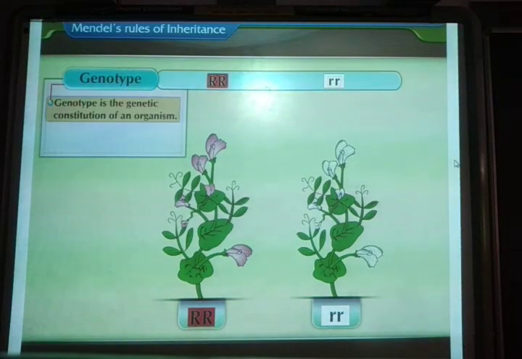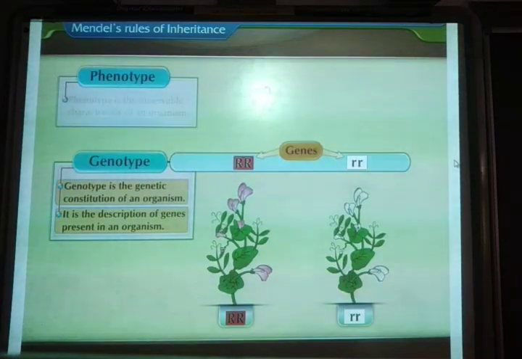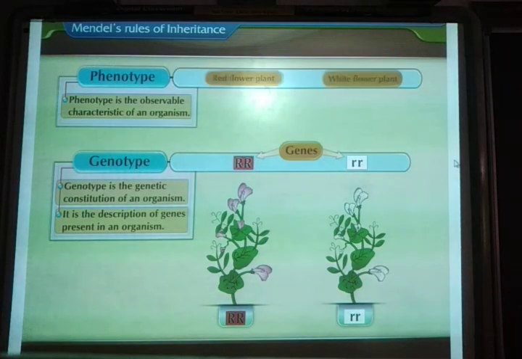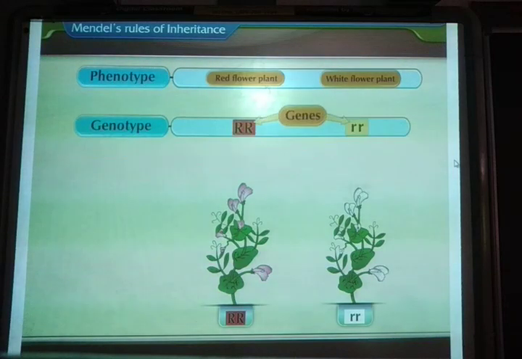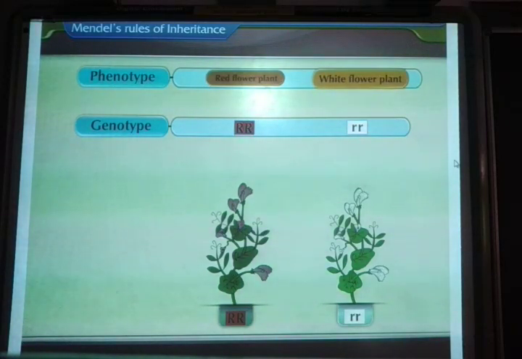Genotype is the genetic constitution of an organism. It is the description of genes present in an organism. Phenotype, on the other hand, refers to the observable characteristic of an organism. For example, red flowering plants. Now, since the genes occur in pairs, the genotype of red flowering plants will be capital R, and that of white flowering plants will be small r.